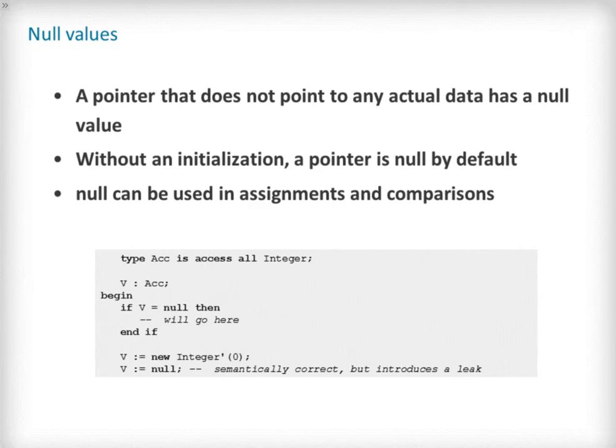The following code shows some of the uses of null along with a red flag of the dangers in its use. The last line of the example is semantically correct, however very dangerous, as the allocated integer target object is no longer locatable, therefore can never be deallocated. This is a classic example of a memory leak.